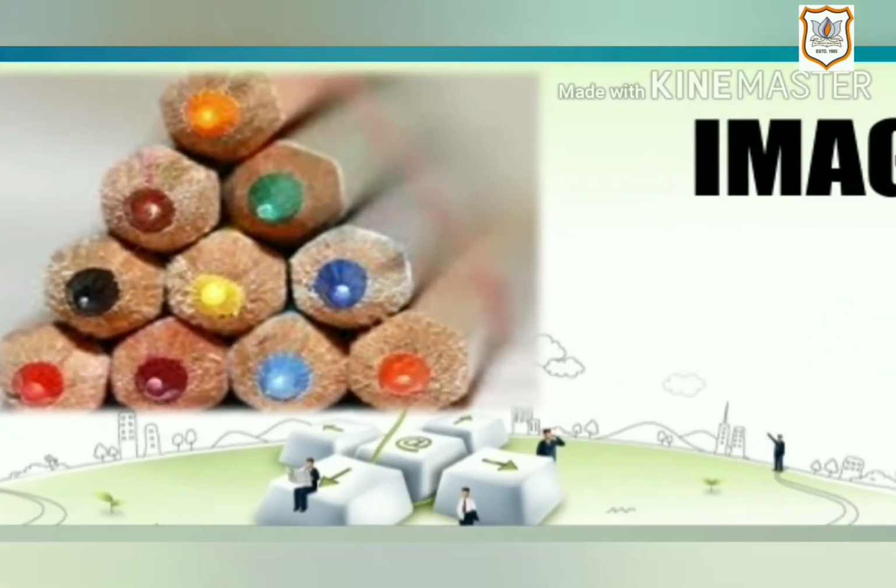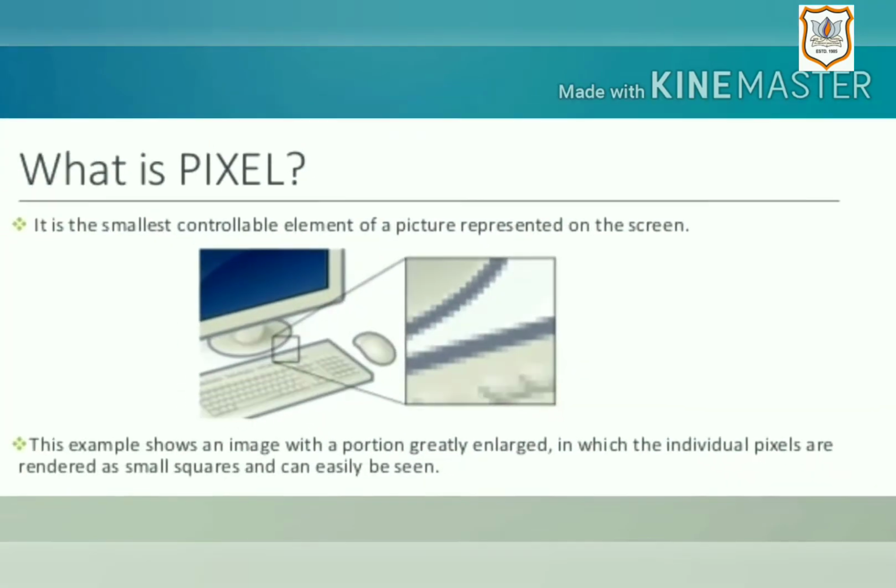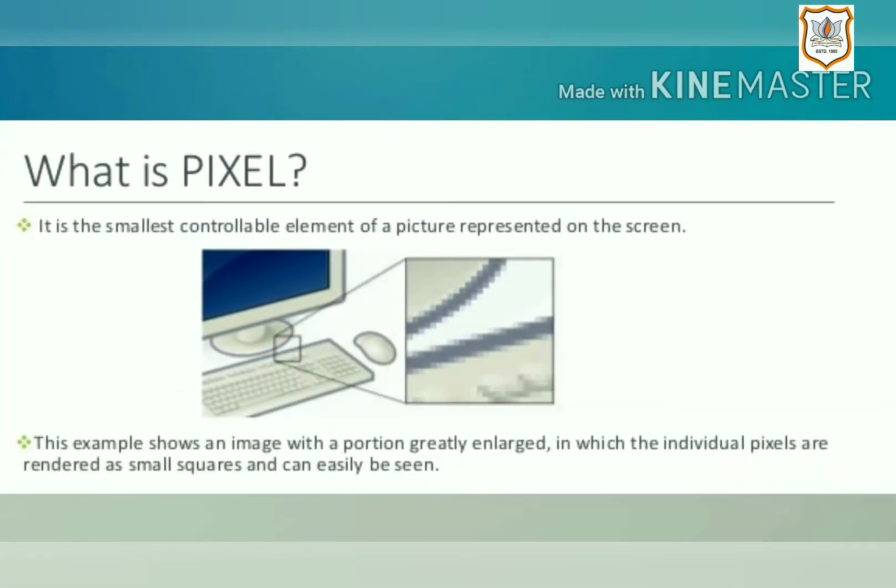An image on a screen is made up of dots called pixels. What is a pixel? A pixel is the smallest part of a screen that can be controlled by the computer or other device. The total number of pixels on a screen is called its resolution. This image example shows an image with a portion greatly enlarged in which the individual pixels are rendered as small squares and can easily be seen.